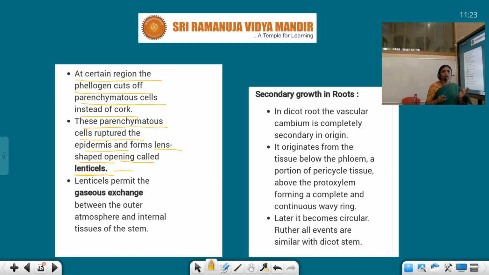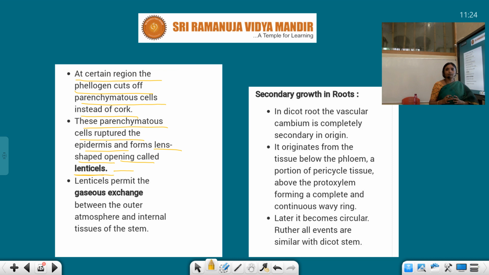Similarly, we have seen heartwood and sapwood. The wood present towards the inner side, darker in color, dead, and not helping in conduction of water, is called heartwood or duramen. Sapwood is lighter in color, peripheral, and helps in conduction of water. Similarly, we have also seen the structure of bark, and now secondary growth in roots.